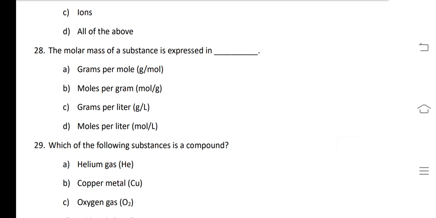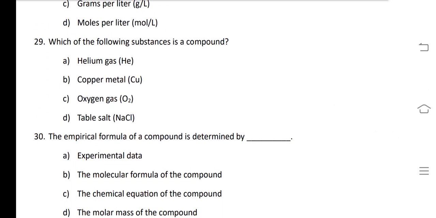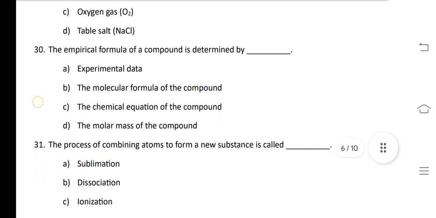Question number 28. The molar mass of a substance is represented in gram per mole. Option number A is correct. In question number 29, it is asked which of the following is a compound. A compound involves atoms of different elements. So the correct answer will be NaCl, option number D.